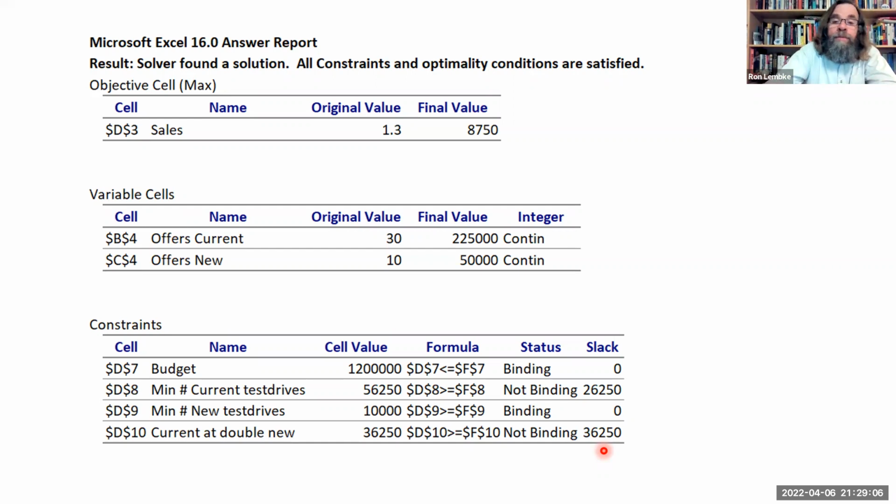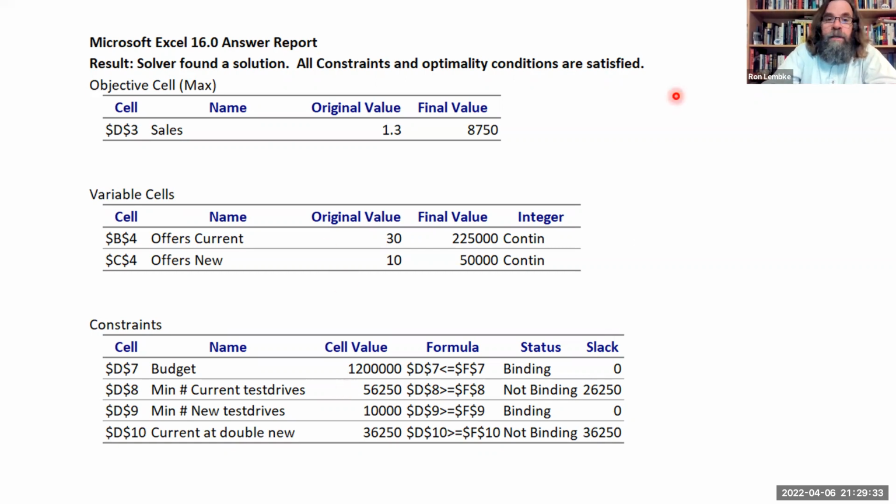So that's our answer report telling us we expect to sell 8,750 cars by sending out offers to 225,000 current customers and 50,000 new customers. And the budget constraint is maxed out. We're doing just the bare minimum on the new customer constraint. And then the current test drives and that double ratio, those are not affecting our answer at this point.